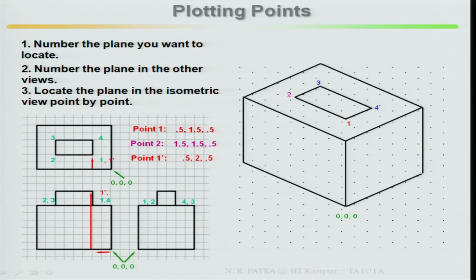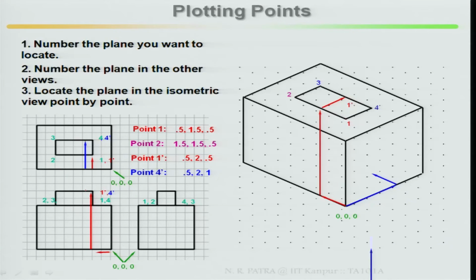How far is your distance? 0.5, 2 and 0.5. Because the distance is 1 prime, if at the top I am saying 1 to 1 prime, then the distance will be increased. So mark the point 1 prime, then locate where it lies. This is 1 prime. Similarly mark point 4 prime. What are the coordinates? 0.5, 2 and 1.